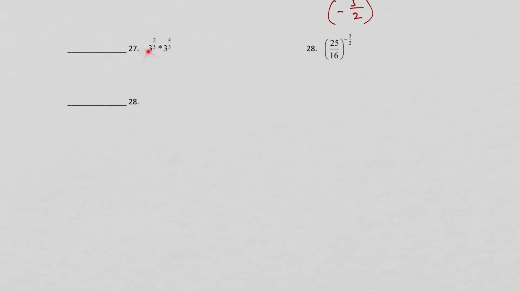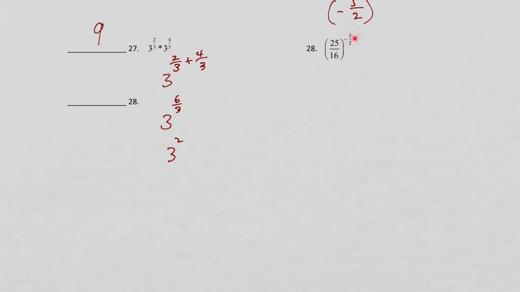Okay, be careful. Don't multiply these 3's. These are bases, and bases stay the same. So this is going to be 3 to the 2/3 plus 4/3, which is 3 to the 6/3, which is 3 to the 2nd, which is 9.